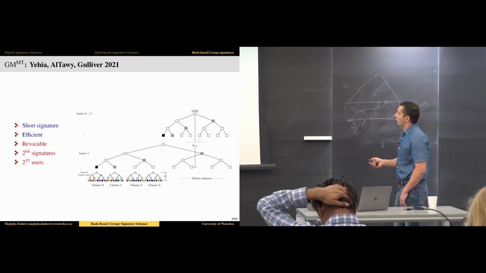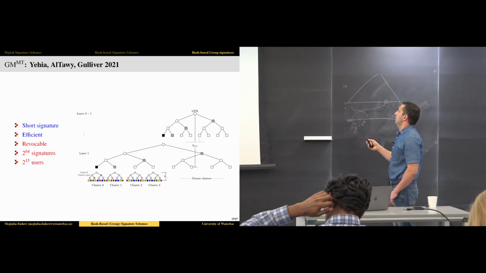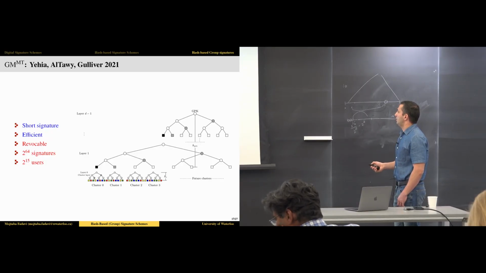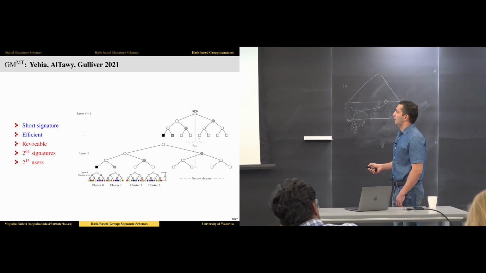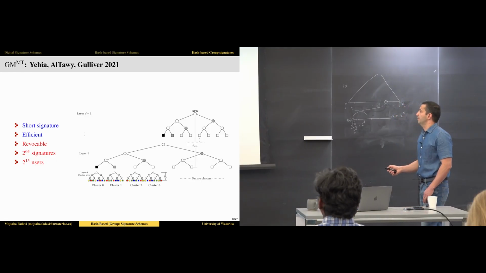After that, the other researchers improved their scheme by using multi-layer Merkle trees. With multi-layer Merkle trees, they can add the revocation property to their schemes, and they can support more signatures, but they still have the same problem of restricting the number of users. Again, their signature algorithms are efficient, and the signature size is short, about 10 kilobytes.